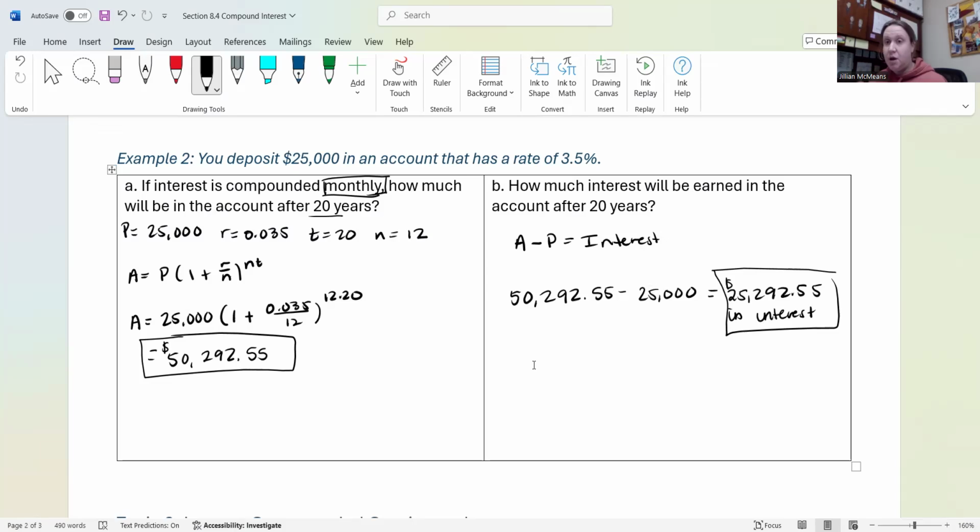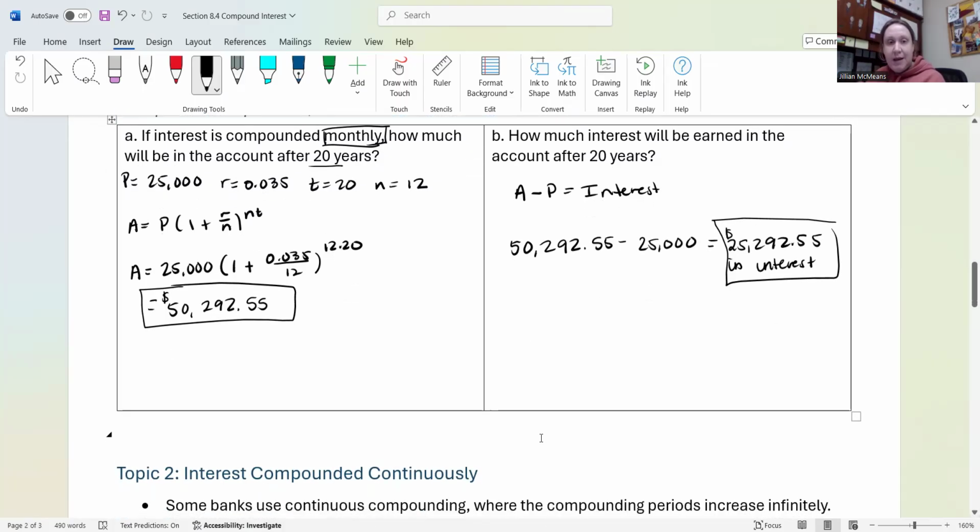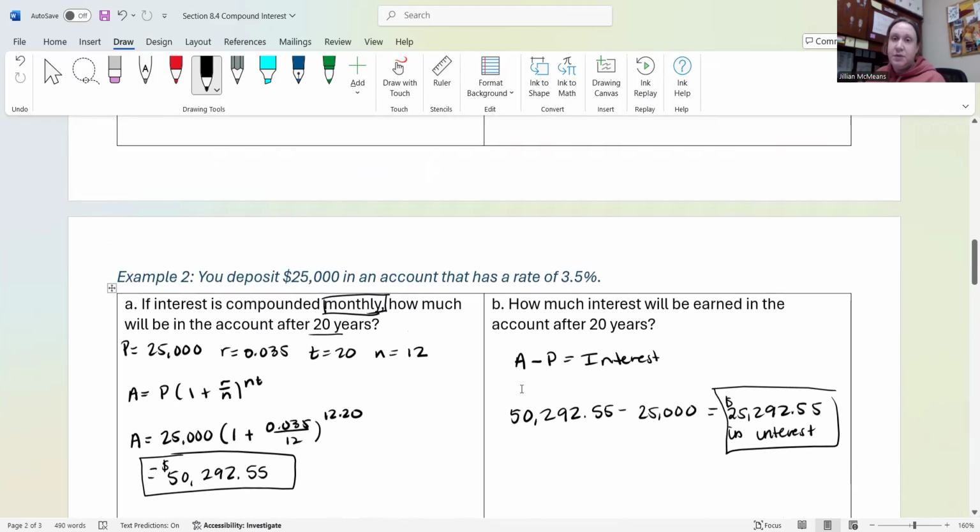Okay, so when you do these problems, make sure you read them carefully, make sure you answer the question asked, and know how to play around. So like this question asked how much is in the account, but also know how to find the interest that you earned on that account. Okay, so that's it for this particular topic.